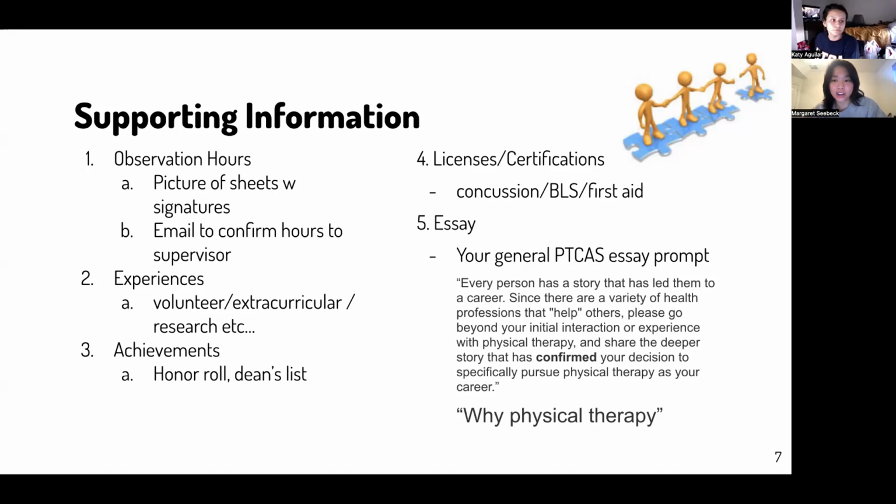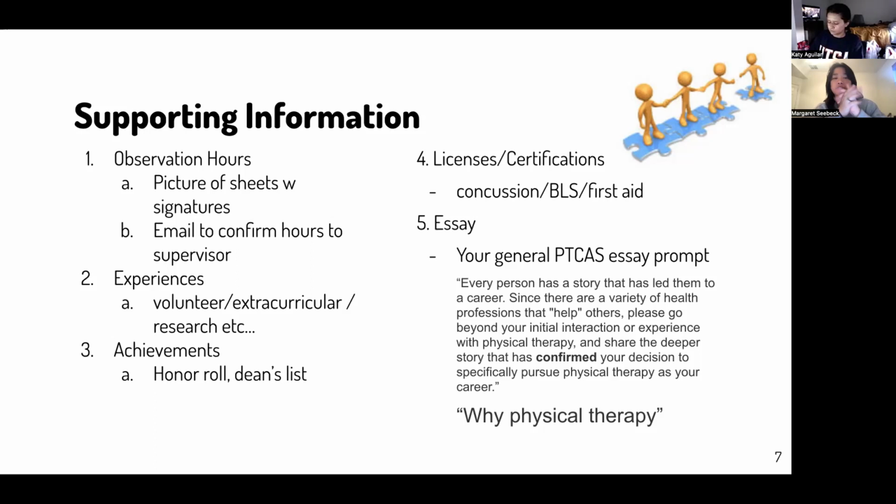Achievements, that's where you're going to put things like honor roll, Dean's List, all that stuff just dealing with your academics. Pretty simple. And then, like I said, with licenses and certifications, this is where you could put things like concussion training, BLS, first aid. Really try to get at least one.